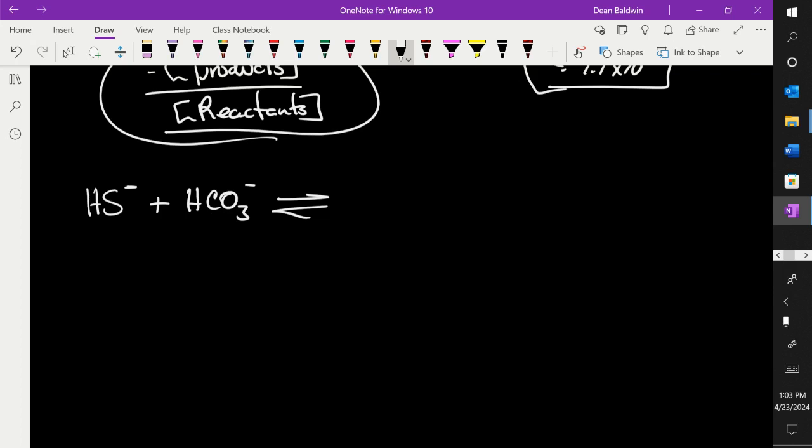You look at your table and you determine which one is strongest. And then you can get the products. And then when you have the products, you have to look at them, the acid on this side and the acid on this side. Which one is stronger? Go. So what's the stronger acid between HS and HCO3 minus?